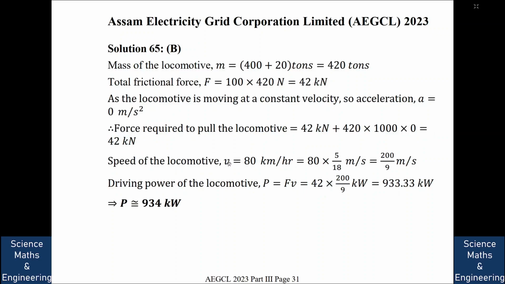Now again, speed of the locomotive would be 80 kilometer per hour. So we need to convert it into meter per second. So we just multiply it by 5 by 18. Why 5 by 18? Because kilometer is 1000 meter, hour is 3600 seconds. So 1000 by 3600, that is 5 by 18. Okay. So we multiply directly by 5 by 18. So it is 200 by 9. So driving power of the locomotive would be P is equal to F into V, which is equal to 42 into 200 by 9, that is equal to 933.34 kilowatt, or approximately equal to 934 kilowatt.